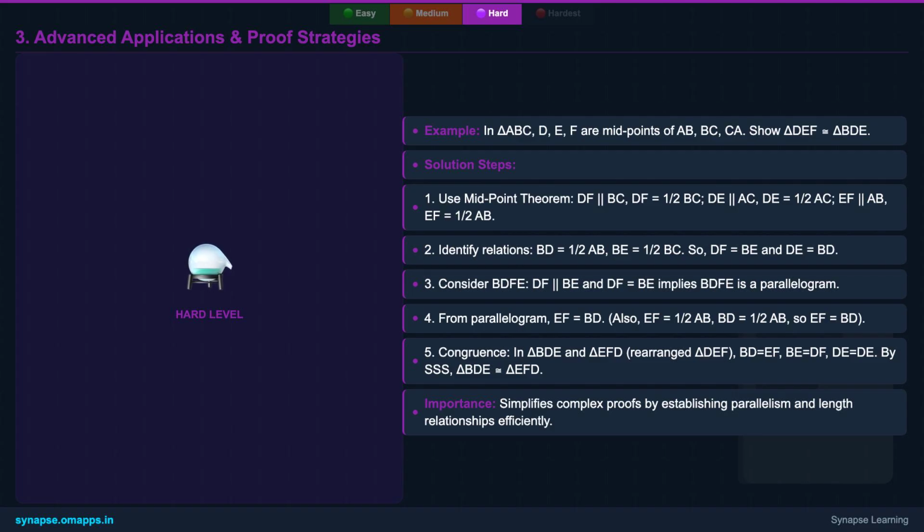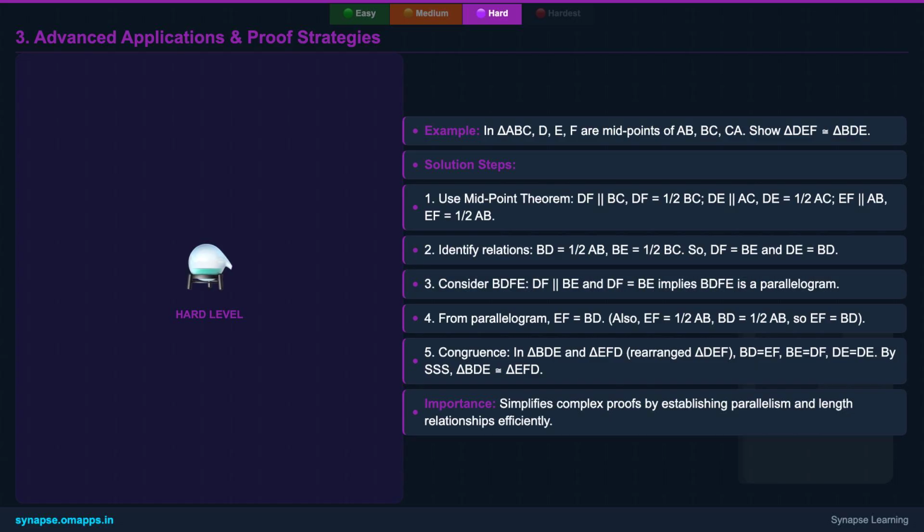By using the midpoint theorem, we can establish that the sides of triangle DEF are half the corresponding sides of triangle ABC. Similarly, we can find relationships for the sides of triangle BDE. Through careful application, we can prove their congruence using the SSS criterion.